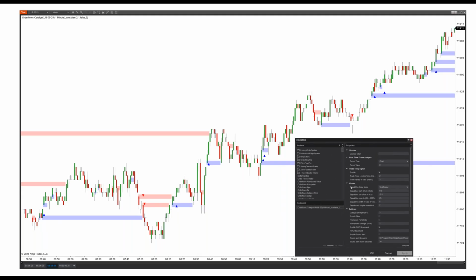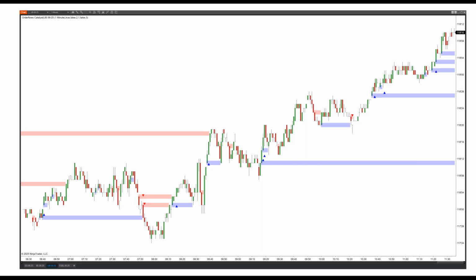Now back to the visuals. You can see signal box mode, until tested. That's where these zones are being drawn out. The reason we draw out zones is not necessarily for the point of the market trading back to that level, maybe giving you a buying opportunity here, like here.